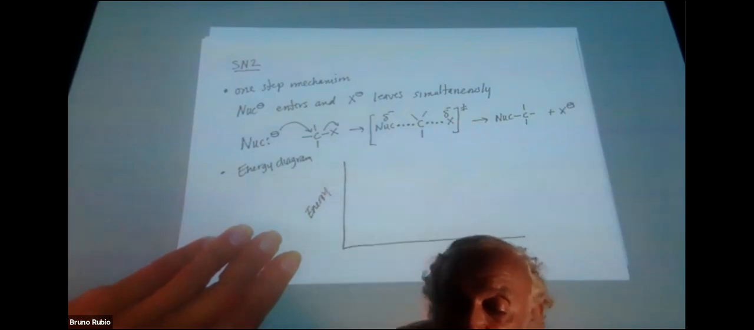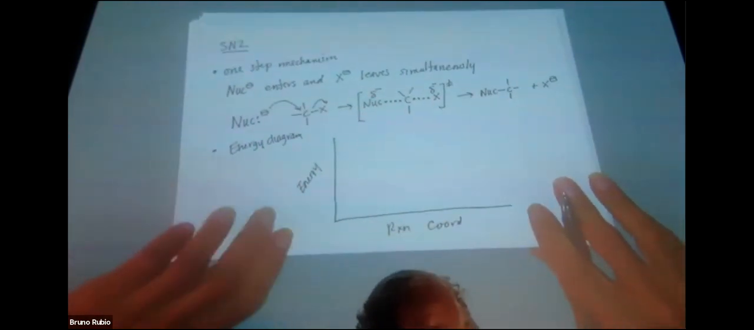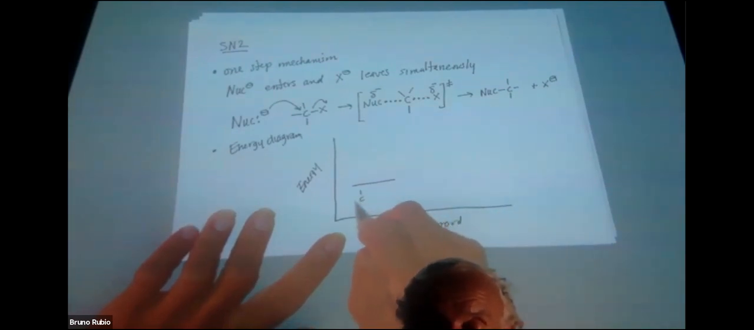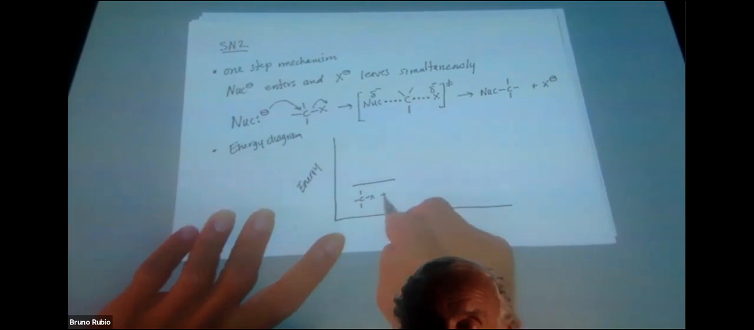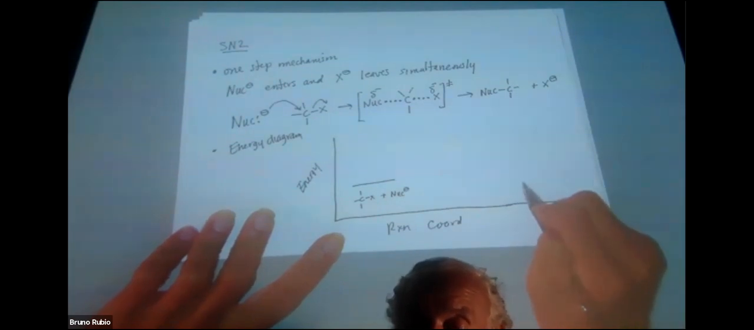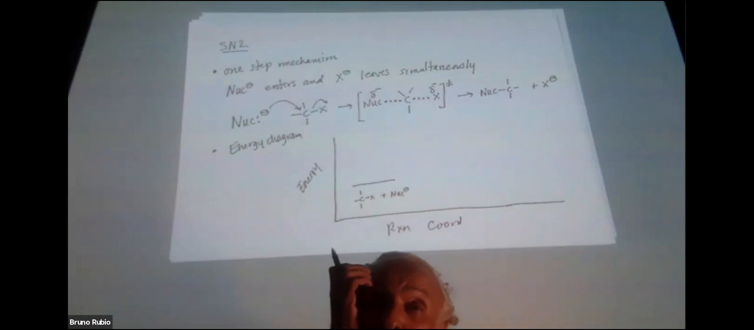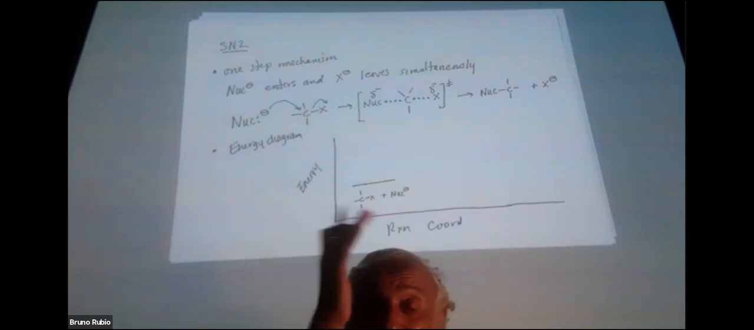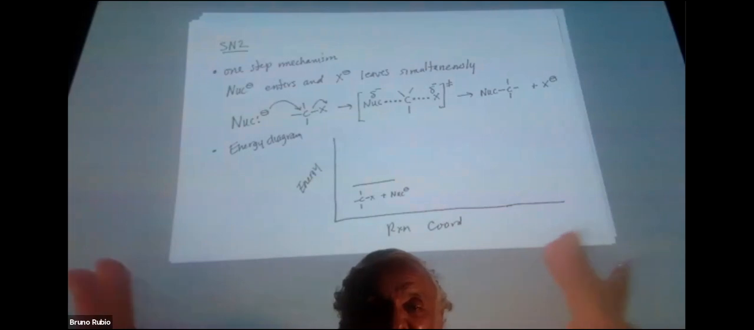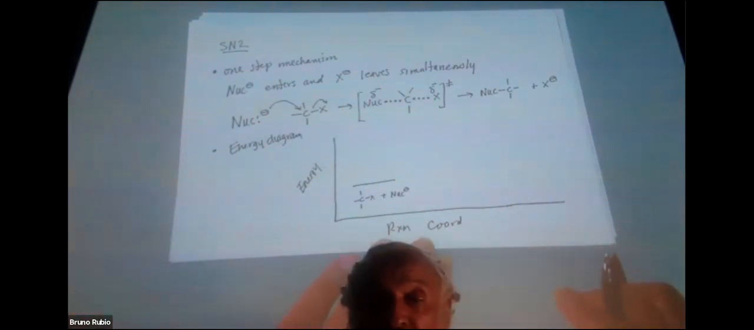So there's the energy. This is the reaction coordinate down here. And here is the reactant valley, where we have the alkyl halide and the nucleophile. And over here, we would have the product valley. A lot of these SN2 reactions tend to be approximately thermoneutral. If you did a bond energy calculation, frequently the product would be about the same energy as the reactant. So a lot of these reactions are thermoneutral.